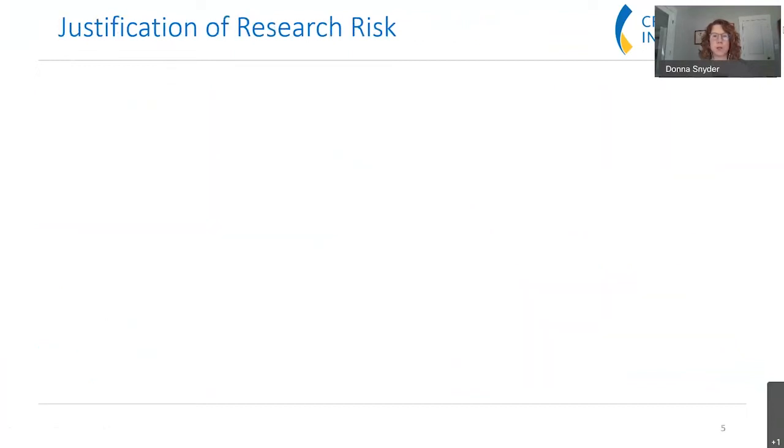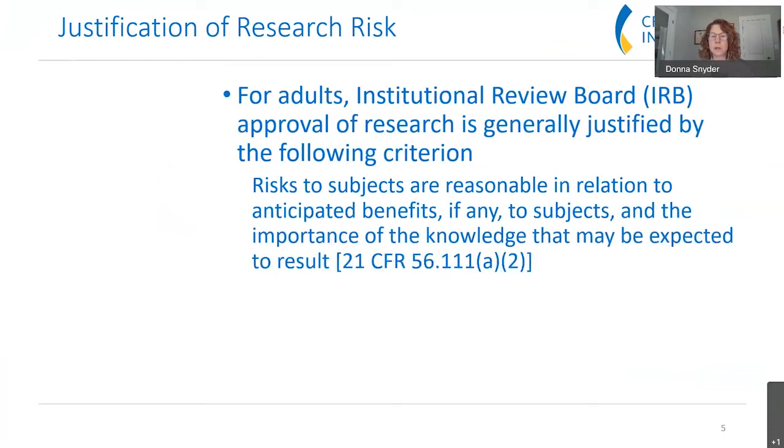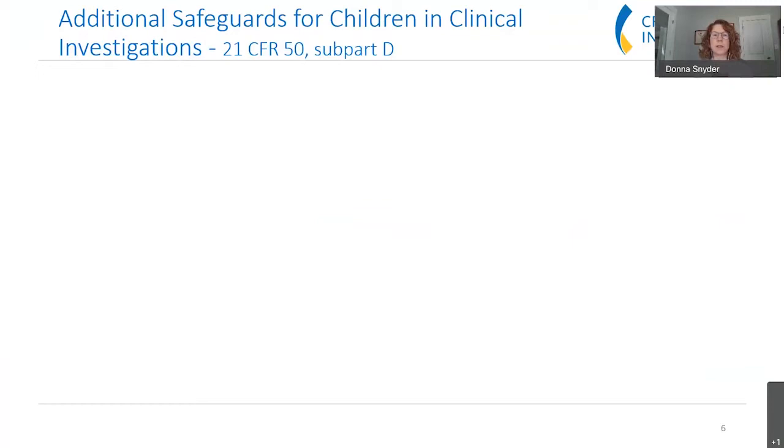Now we'll talk about justification of research risk, and this applies to both adults and children. So for adults, institutional review board approval of research is generally justified by the following criteria. Risks to subjects are reasonable in relation to the anticipated benefits, if any, to subjects and the importance of the knowledge that may be expected to result. However, for children, this criterion is modified in that there's a limit to the risk that knowledge alone can justify, and this is defined in the federal regulations. These regulations are defined under the additional safeguards for children in clinical investigations, or 21 CFR 50 subpart D. We often refer to this simply as subpart D.